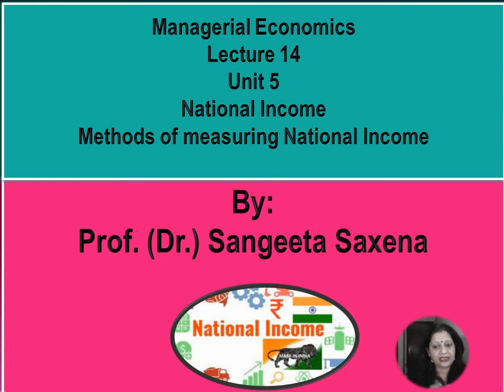Now this example we can relate with the total income of the country. When the total goods and production of a particular year are summed up, then the income which results is known as the national income of the country. That means the national income of the country is that income which a country earns in one financial year. Financial year means from 1st April to 31st March.